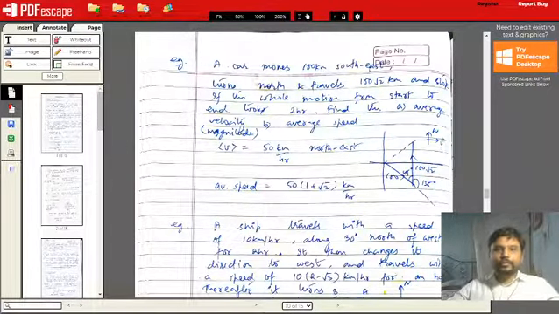Next, we have a car which moves 100 kilometers southeast. Then it turns north and travels 102 kilometers and stops. If the whole motion from start to end took 2 hours, find the average velocity and the average speed. So, as is given, the particle has traveled some distance in southeast direction.